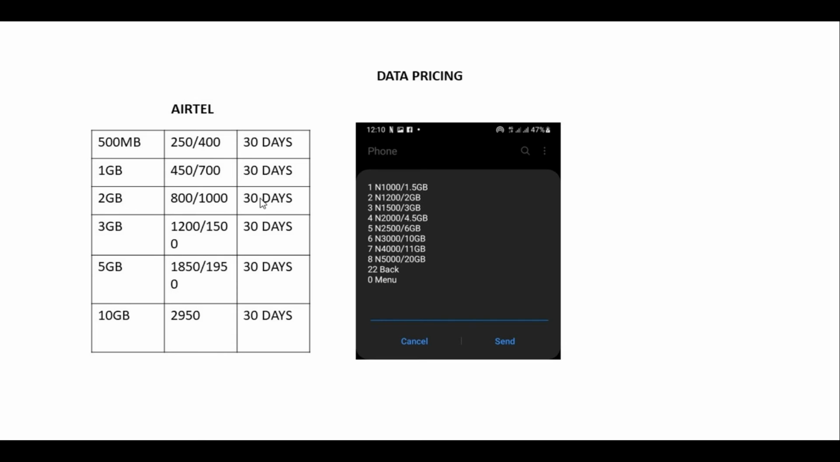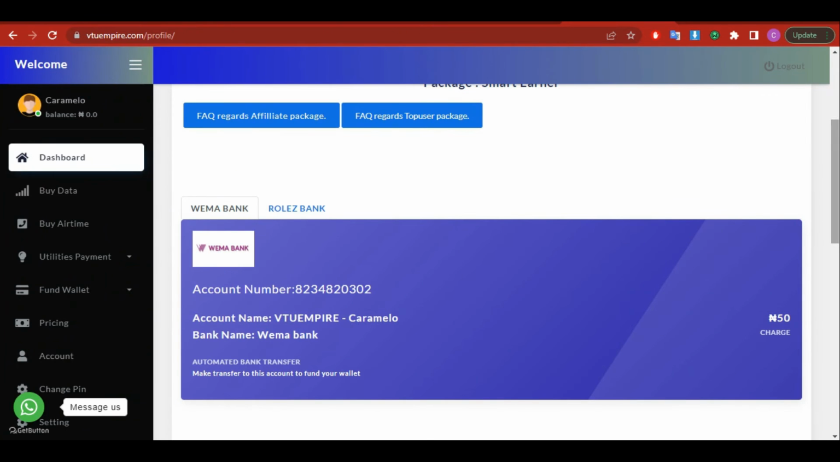Then you have your 2 gig. Look at how much we're selling it. We're selling at 800, 1000. Airtel is selling for 1.2. And remember our website, look at how much we're getting it on our website.